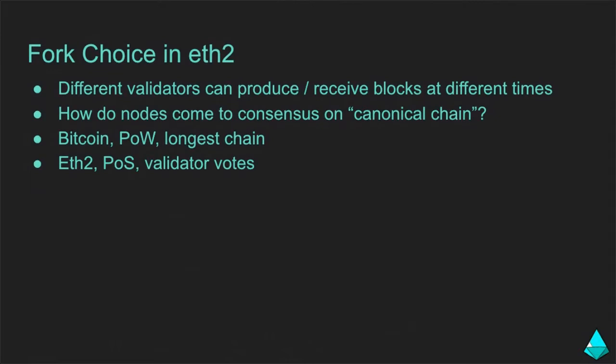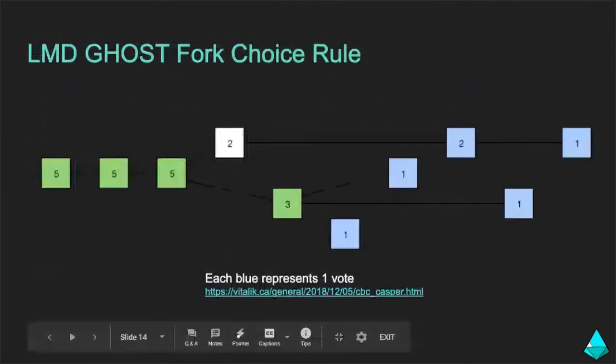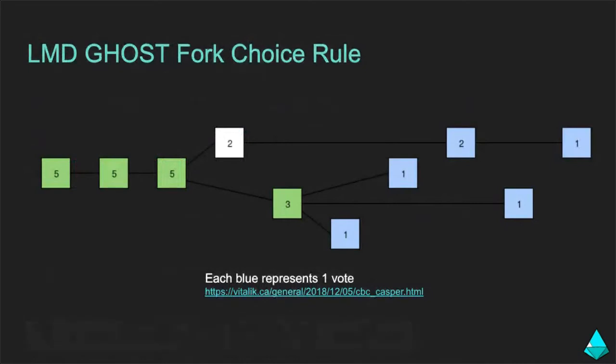So this is the fork choice that's used for ETH2. That's the LMD GHOST fork choice rule. It tracks validators' latest votes, and then you start at the head of the chain. And then when you face a decision and you don't know which branch to go to, you follow the branch with the most votes.